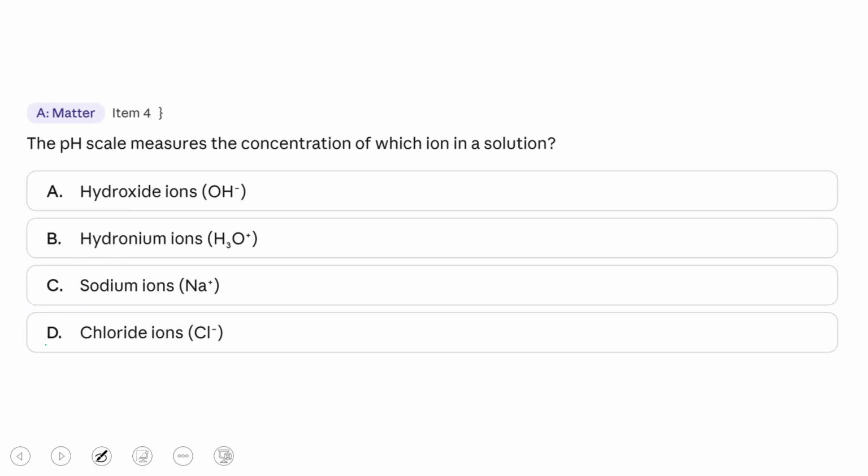And then for the next one, the pH scale measures the concentration of which ion in a solution? pH means potential hydrogen, and that is hydronium ions. Or if you have an option for H plus, it's also correct. So you will have this if it becomes an acid, because that is where you will have an increase in the number of hydrogen. All right.